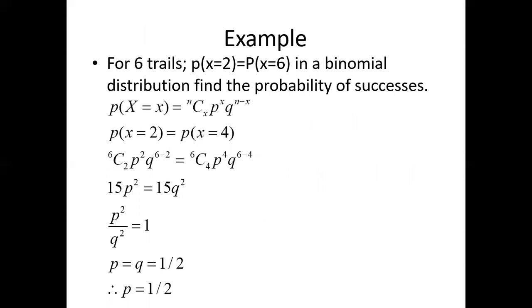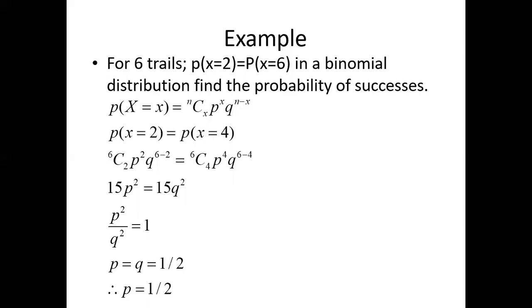So we have the formula: probability of X equals small x is nCx p to the power x, q to the power n minus x, where small n is the number of trials, small x is the number of successes required, p is the probability of success, and q equals 1 minus p.